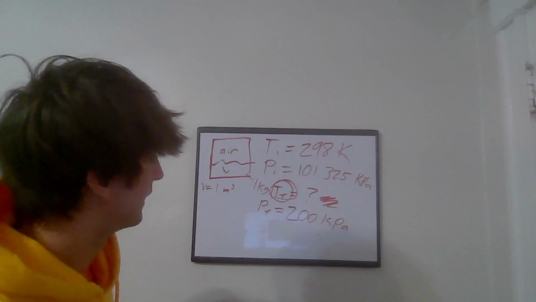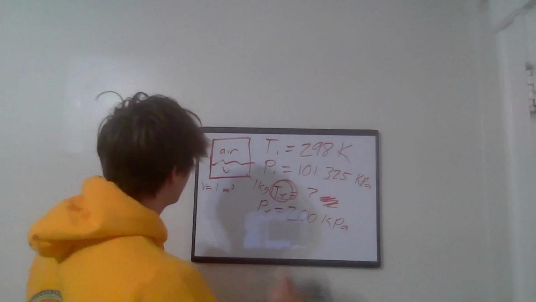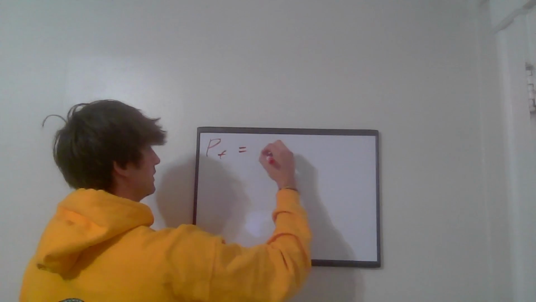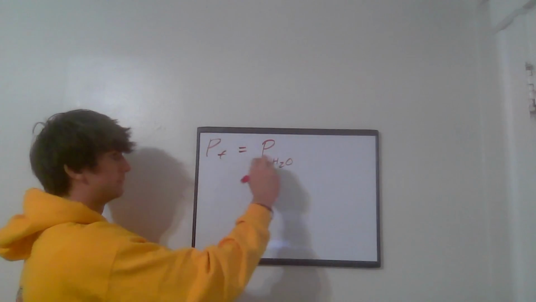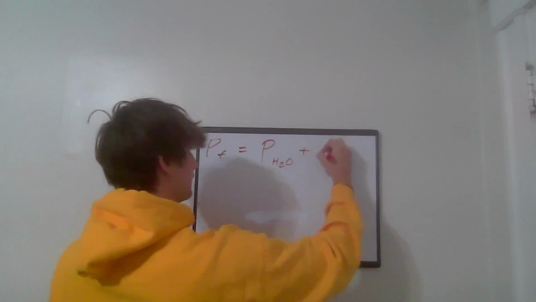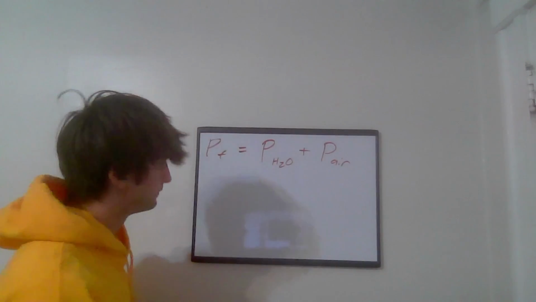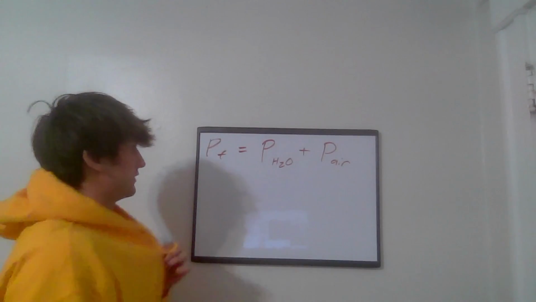So what we're going to be looking at here is how to find this final temperature. And the first thing we're going to want to do is add our water and our air pressures together. So the pressure final is going to be equal to the pressure of our water, pressure of H2O, plus the pressure of our air. And this is mainly what we're going to use to help us find that final temperature.